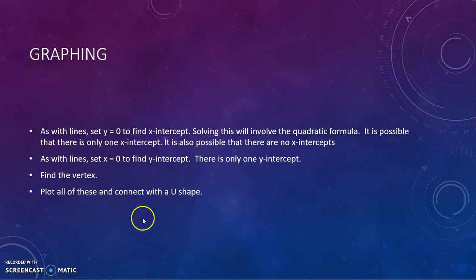And you form a U shape. Now, the vertex will be the bottom of the U, or if it's an upside down U, the vertex will be the top of the U. And as with the U, it should rise at the same rate on both sides. Or, you know, if the vertex is the highest point, it should fall at the same rate on both sides. Okay, that's a short little introduction to quadratics.